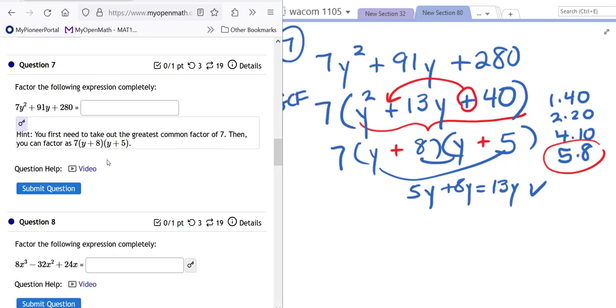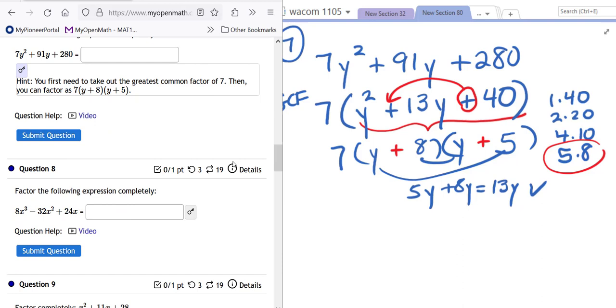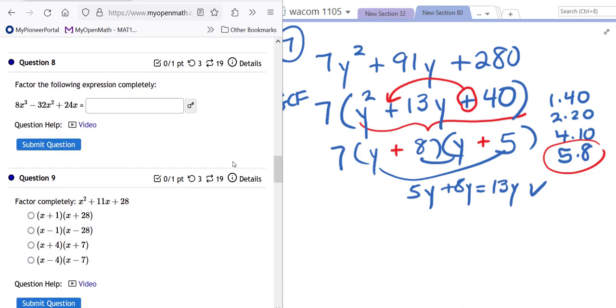Oh, it gave a hint. All right. But you wouldn't have had that answer key yet. Okay. I'm just doing that to save time for the typing. Okay.